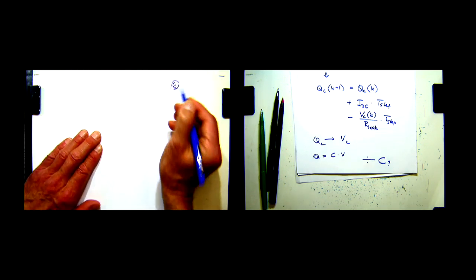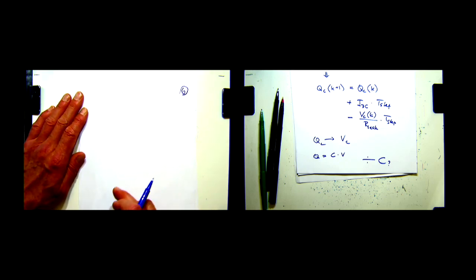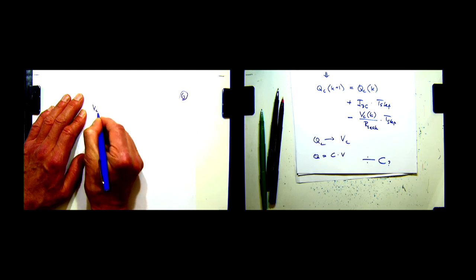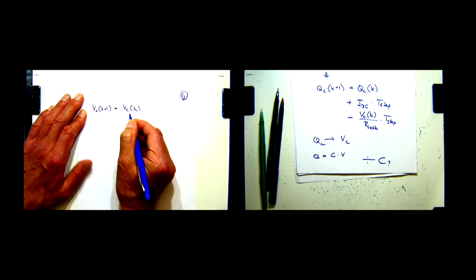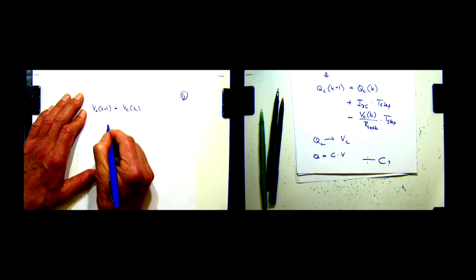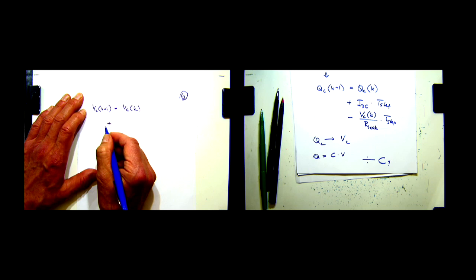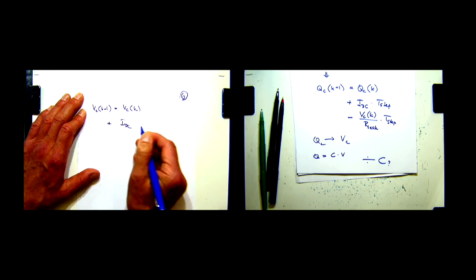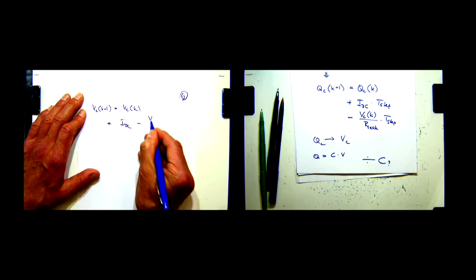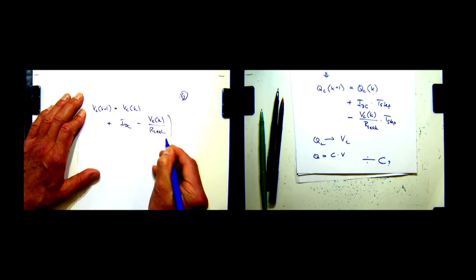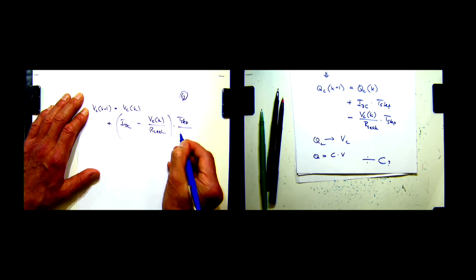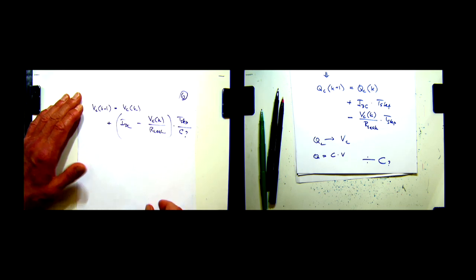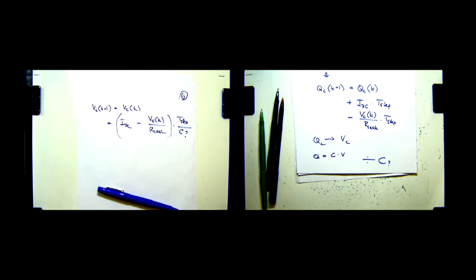We take the equation that we just derived, and we divide by C. So QC of K plus 1 now becomes VC of K plus 1 is equal to VC of K plus, let me write this, IDC minus VC of K over R leak, and times T step over C question mark. Okay?